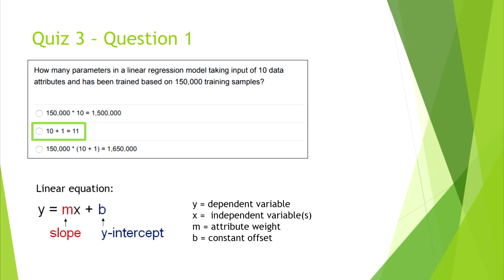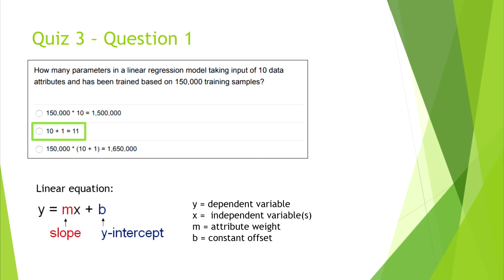The next question I will be discussing is Quiz 3, Question 1. For this question, the second answer is correct. In a linear regression model, predictions are made based on the relationship between attributes. Therefore, each attribute is given a parameter which represents the weight, or the amount that the prediction increases by, for every unit increase in that attribute. In the linear equation y equals mx plus b, the attribute weight is equivalent to m, also known as the gradient. Furthermore, an additional parameter is needed for the constant offset.